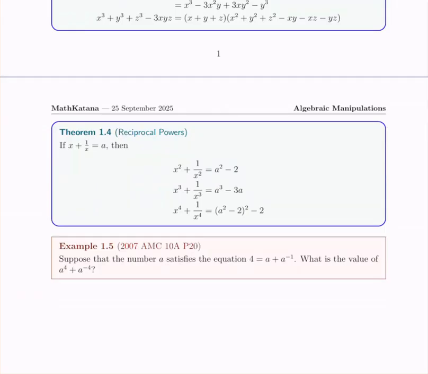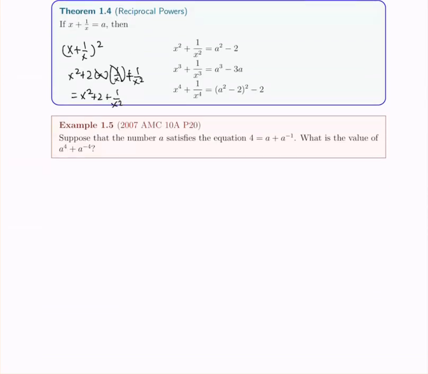Reciprocal powers are expressions like that. Why are they useful and why are they beautiful? It's because if we square x plus 1 over x, then by the squared identity, we get x squared plus 2 times x times 1 over x plus 1 over x squared, which is equal to x squared plus 2 plus 1 over x squared. Notice that the x and the 1 over x cancel, so it can help us with many different problems.